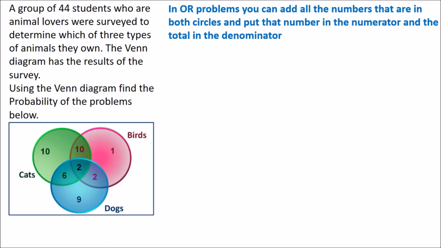Now, again, our directions above say that we're going to add all the numbers that are in both circles and put that over the numerator, which is our top number, and the total in the denominator. So every time we're going to put this 44 in the bottom. But our first problem was cat or bird. So we're talking about everything that's in this circle and this circle. So really all we have to do is add up all of these numbers that are here and then put them over the 44. So when it's an OR statement, we're just adding up all our numbers total that are in those 2 circles and we're going to put that over the 44.